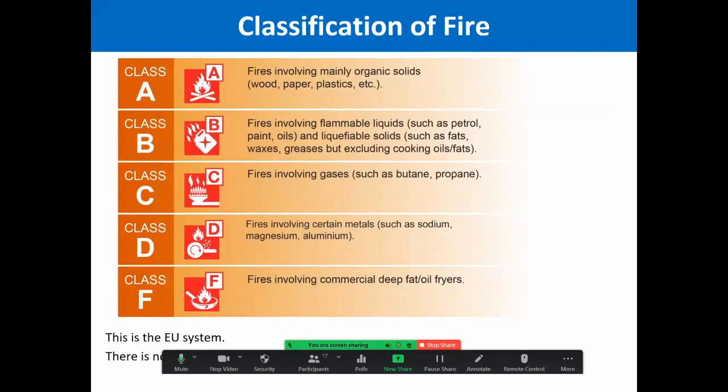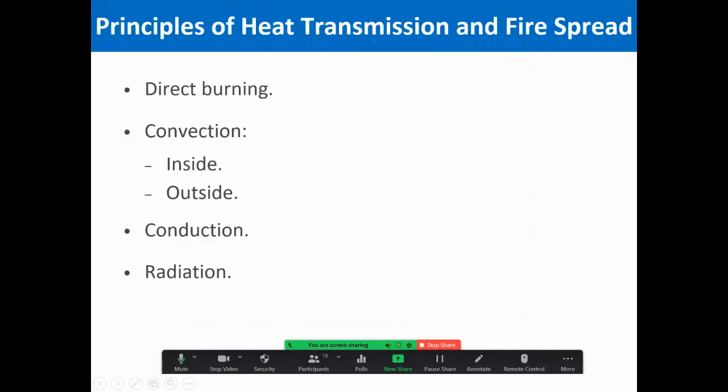Then there are class B fires, which are fires involving flammable liquids such as petrol, paint, oils, and liquefiable solids such as fats, waxes, greases, etc. Then there is class C fire, fire involving gases, such as butane and propane, etc. Class D fires are fires in metals. And then there is class F fire, which is fire in commercial deep fat or oil fryers, etc.